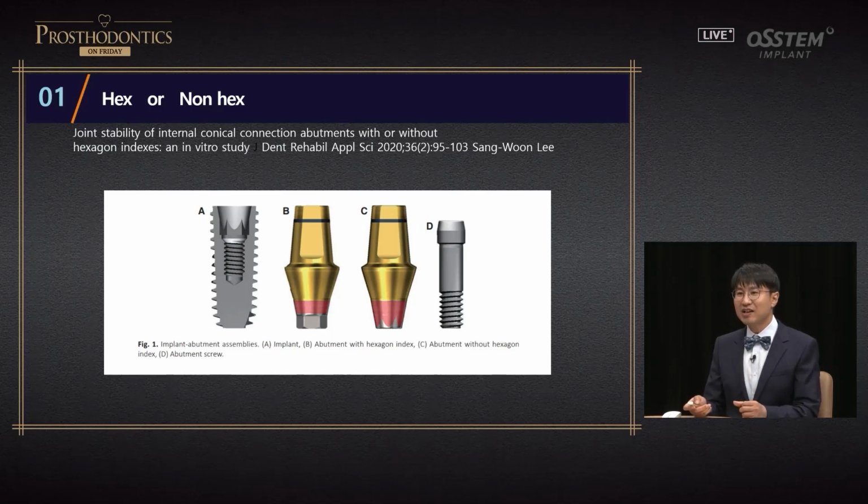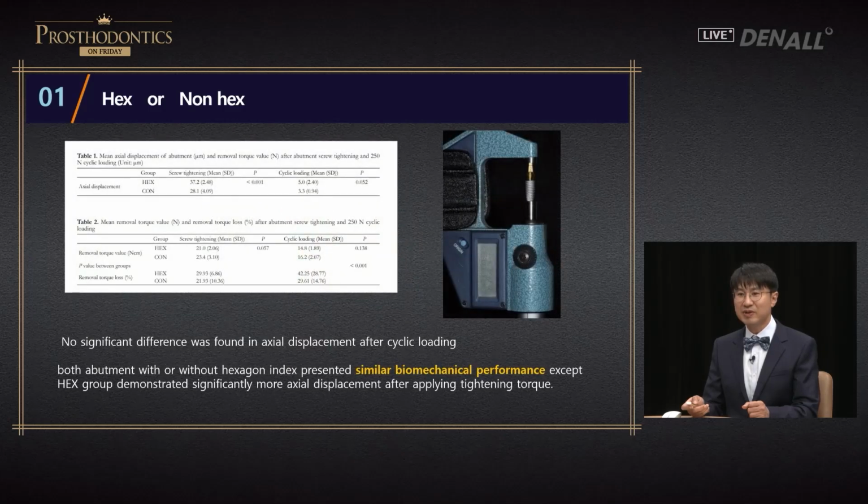Will axial displacement be different for hex and non-hex abutment? A lot of people wondered on this. It was connected by 10 newtons, so it's about the tightening you get with your fingers. And when 30 newtons of additional torque was applied, axial displacement was 9 micrometer bigger for hex abutments. This is statistically meaningful. However, no significant difference was found in axial displacement after cyclic loading. I agree that both types of abutments show similar biomechanical performance levels.